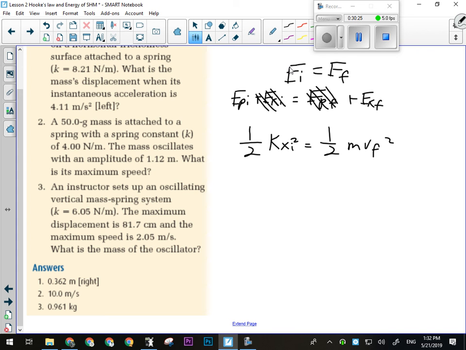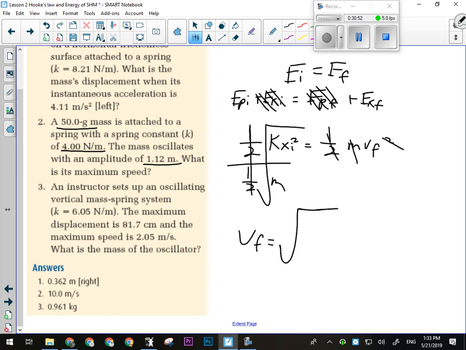We have all of this information. Here's x initial, here's our spring constant, here's our mass. All we have to do is solve for v_f. If I want to get v_f by itself, what do I have to do with the half and the m? Divide. What's going to happen to the halves? They're going to cancel. And what do I have to do next? Square root it. So now I'm solving for v_f.